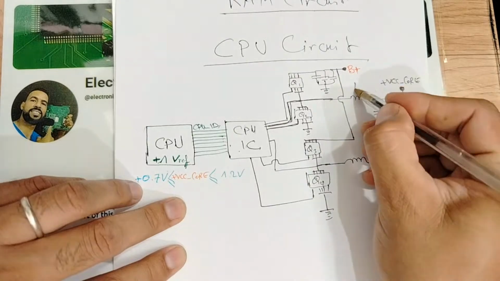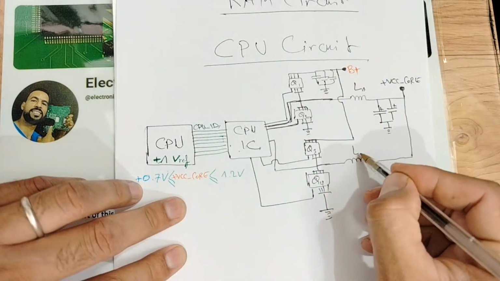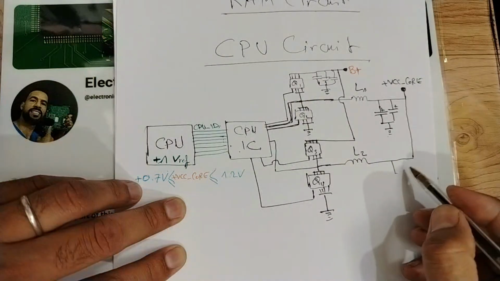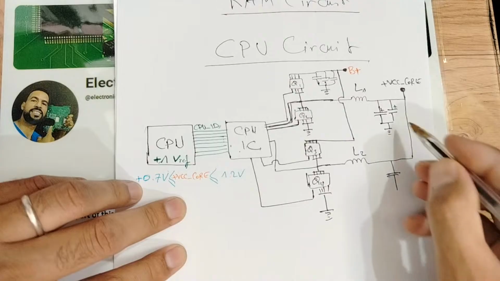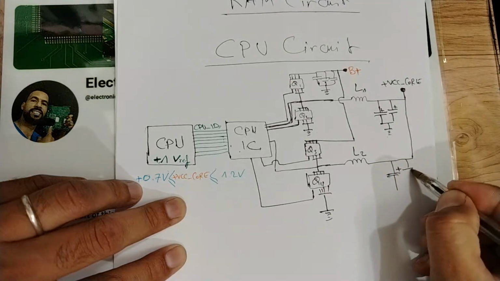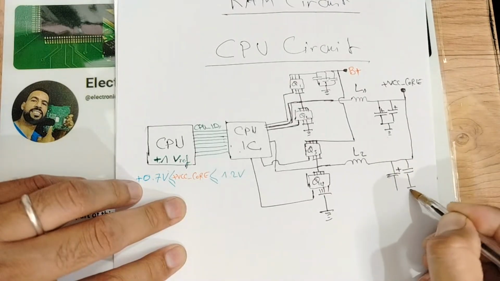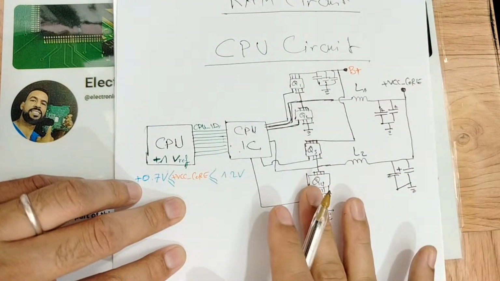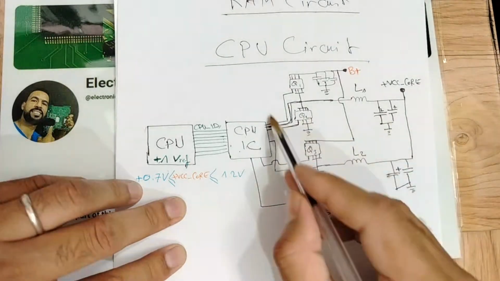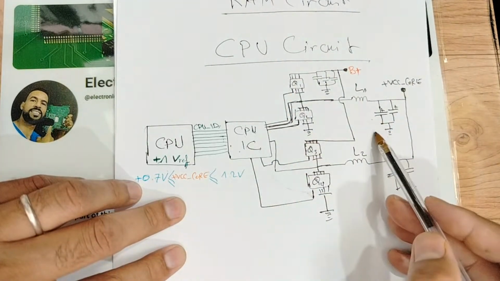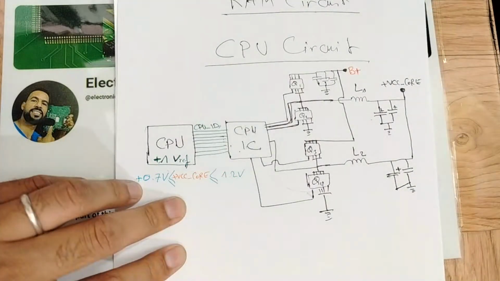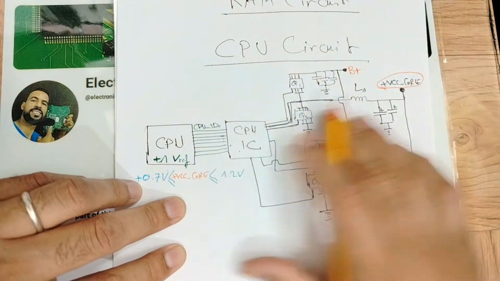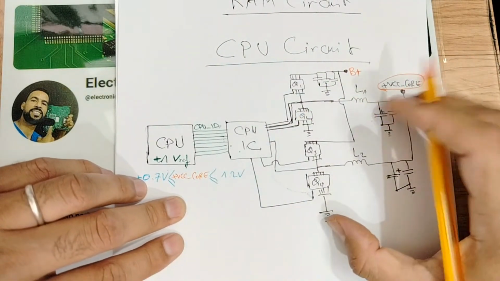Here we also have L1 for the first channel, L2 for the second channel. Here, basically, we also have ceramic, tantalum or electrolytic capacitors connected to the ground. So this is the first channel, and this is the second channel. The purpose is to generate plus VCC core. This is the purpose. So this is a simple CPU circuit.